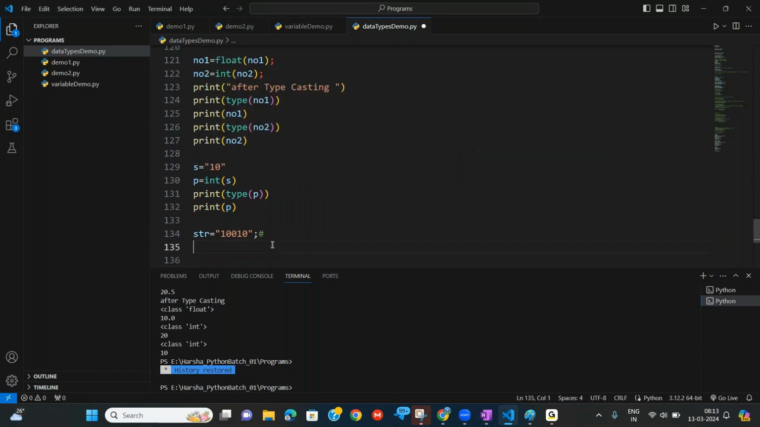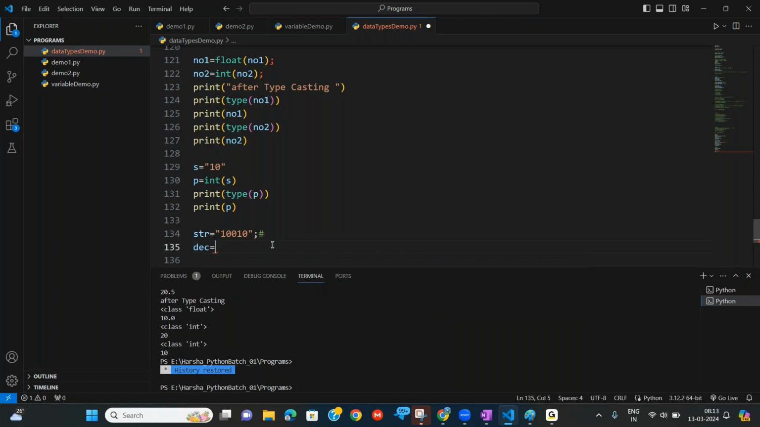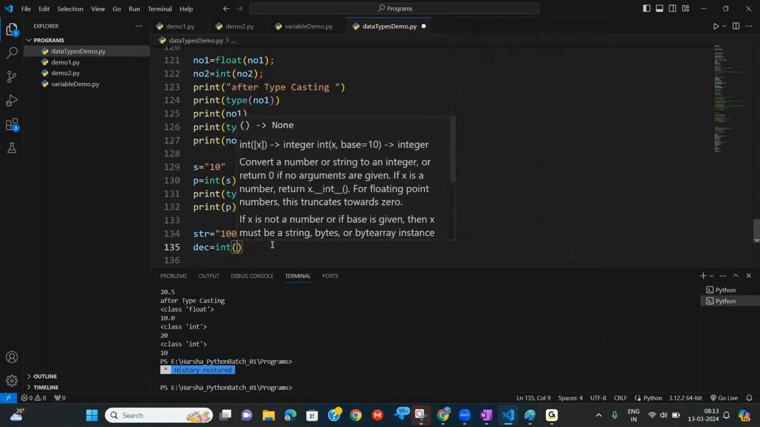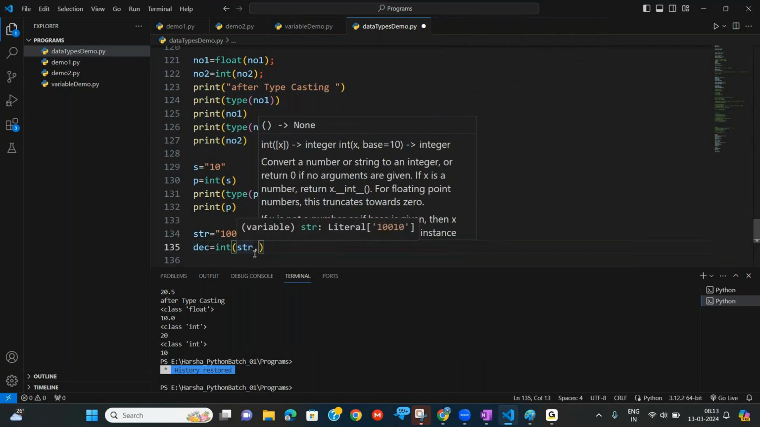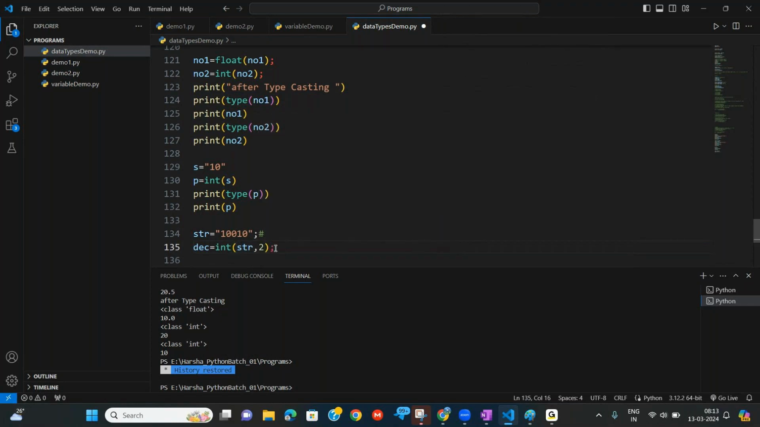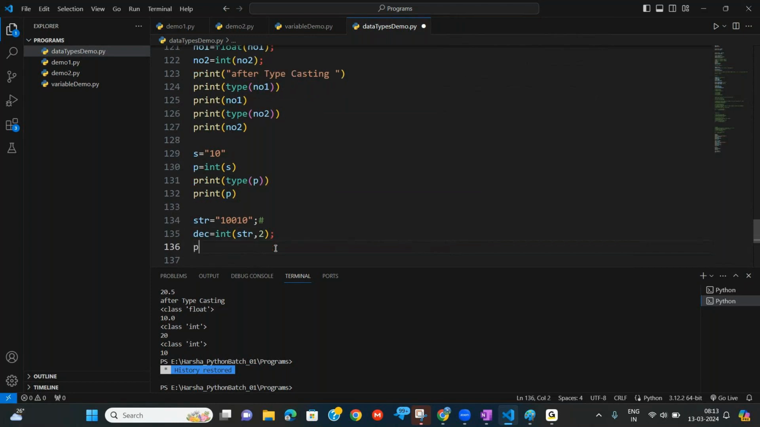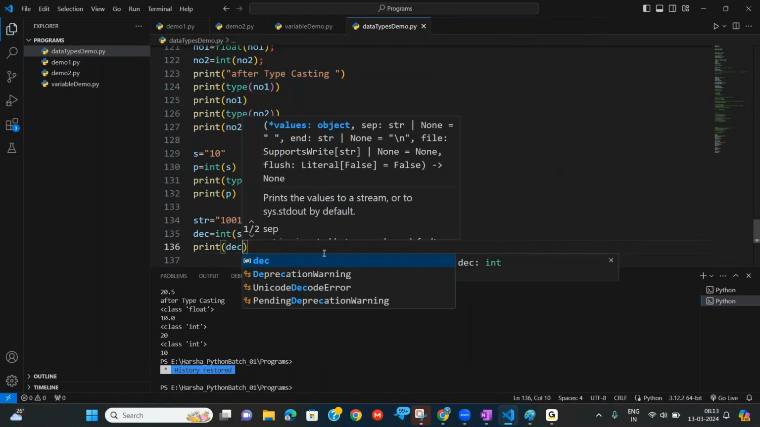So see, suppose I'm trying to print the symbol. Here what I need to write is int, and it will take two parameters. One is the string which I am trying to convert, and another parameter is known as the base. As I am trying to convert this binary, that is basically base 2, right? So here I need to provide the base 2. Then if you see the output of this variable, you will see I will get the decimal.